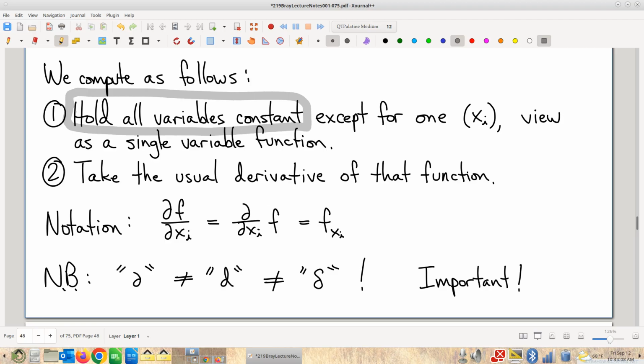Pretend, play make-believe, that these variables aren't variables, except for one that we're going to treat as a variable. And now what is left over is a single variable function. If you fix all of the variables except for one, then they're not really variables anymore, and so we really only have one variable. And then just play the usual game. Take the usual derivative. So that's what a partial derivative is.